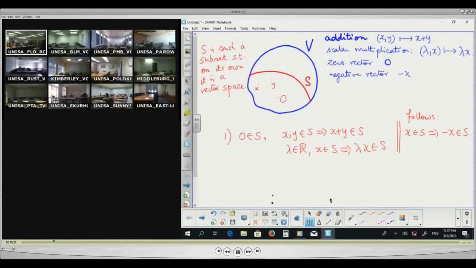So you see, if we assume these three properties, then with the addition defined as in V and scalar multiplication defined as in V, S becomes a vector space by itself. Right? So it becomes a vector subspace. And that becomes our exact notion there. Okay? So here is our definition.